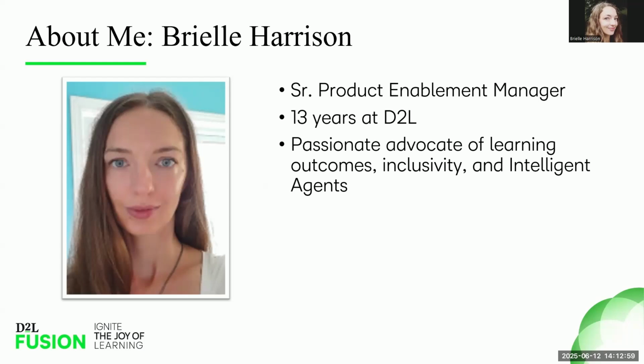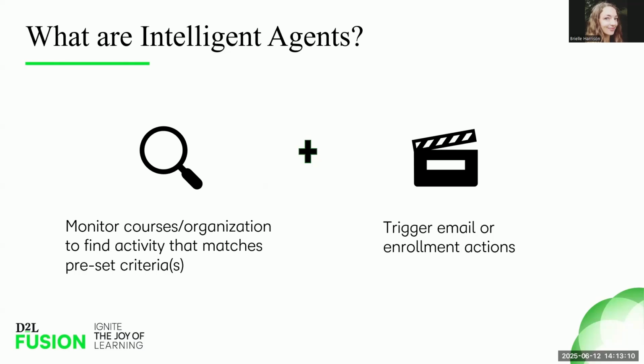Aligned to that, I'm here today to talk to you about one of the most powerful and underutilized Brightspace tools around, intelligent agents. Sometimes referred to as automated messages, and often referred to as IAs, the Intelligent Agents functionality in Brightspace helps you monitor courses or the wider organization in a hands-off way. Each intelligent agent searches for users who have fulfilled one or more preset criteria, then triggers an action, which can be an email, an enrollment change, or both.